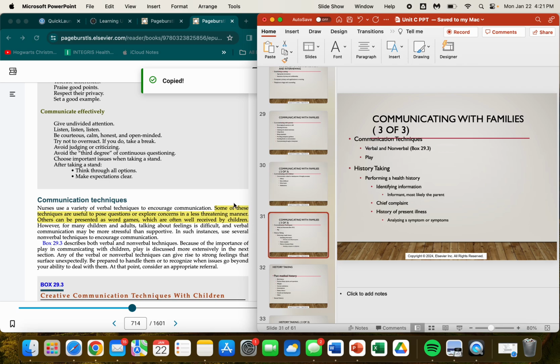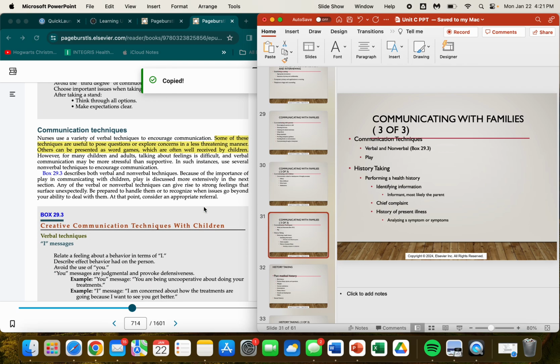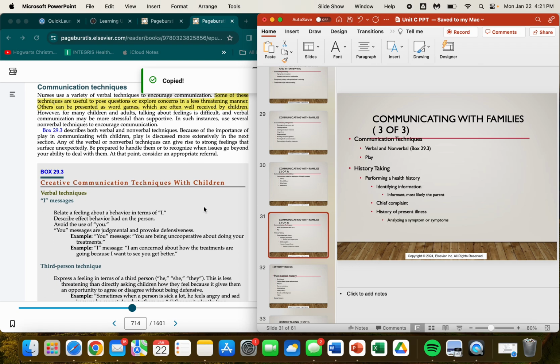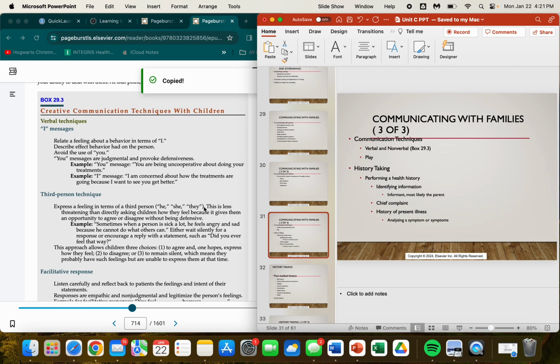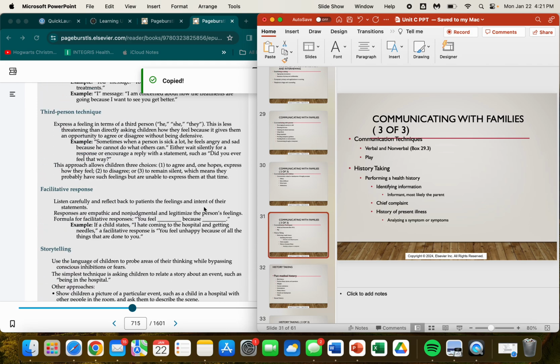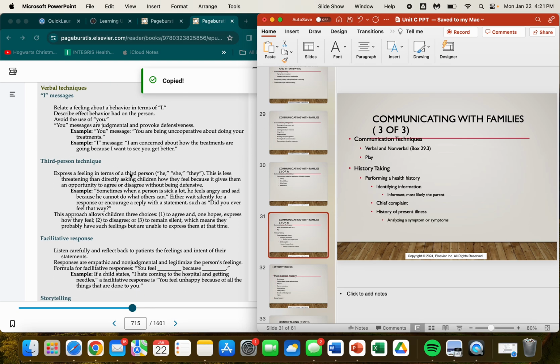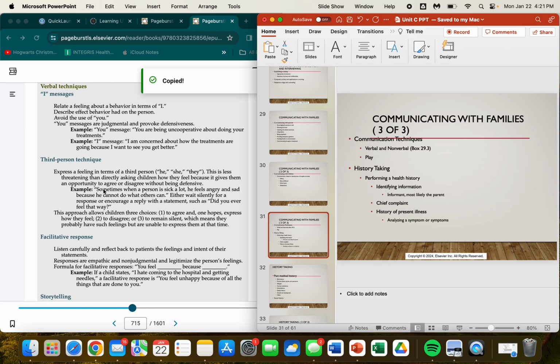Your book talks about verbal and nonverbal techniques. Obviously, we want to talk and listen, but also we want to observe, right? We want to observe the interactions between the parents and the children. In the younger children, we obviously want to use play and all of those different techniques. This box right here talks about different techniques that you could potentially use.